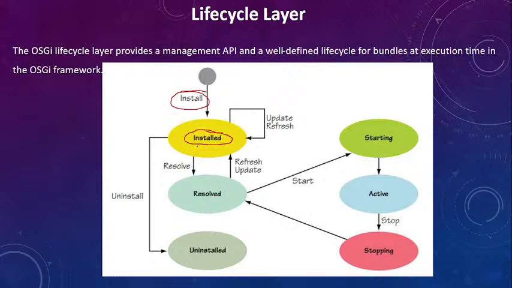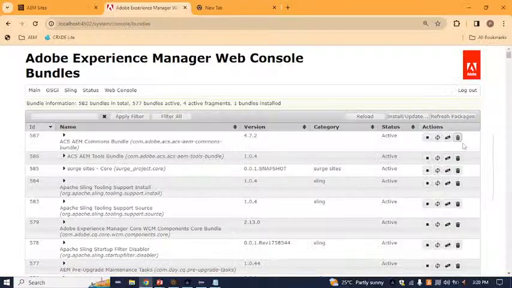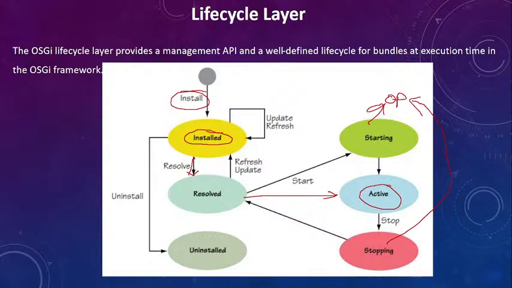So what it does, it will send to the next state, that is resolve. It will ask for the resolve. Once it has resolved, then it will go to the starting state, and this one is optional. This starting and the stopping are the optional states. And here we have activate. So once your bundle is resolved, directly it will go to the active state if this starting and stopping is not there. Got it? After that, if it is installed and the user directly clicks on delete, then it will uninstall it. Got it?